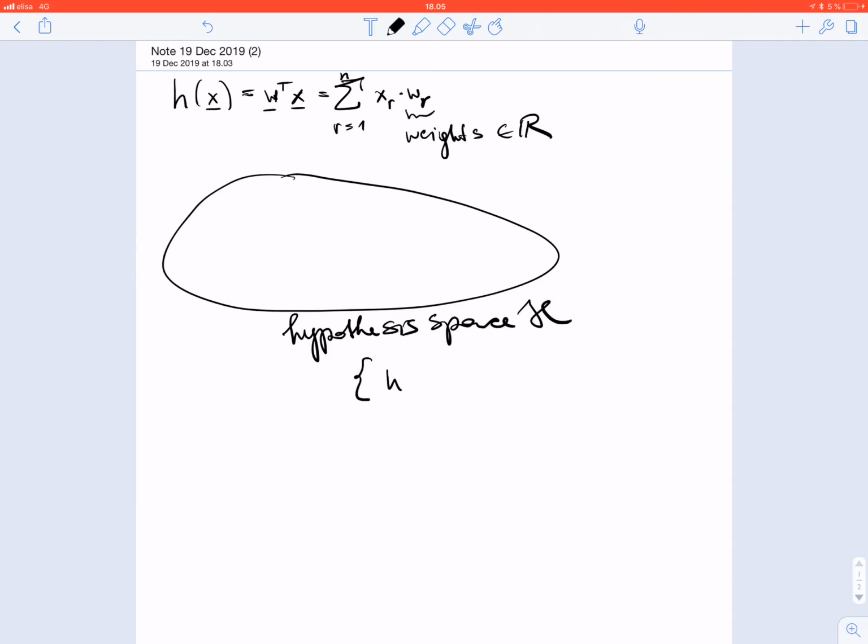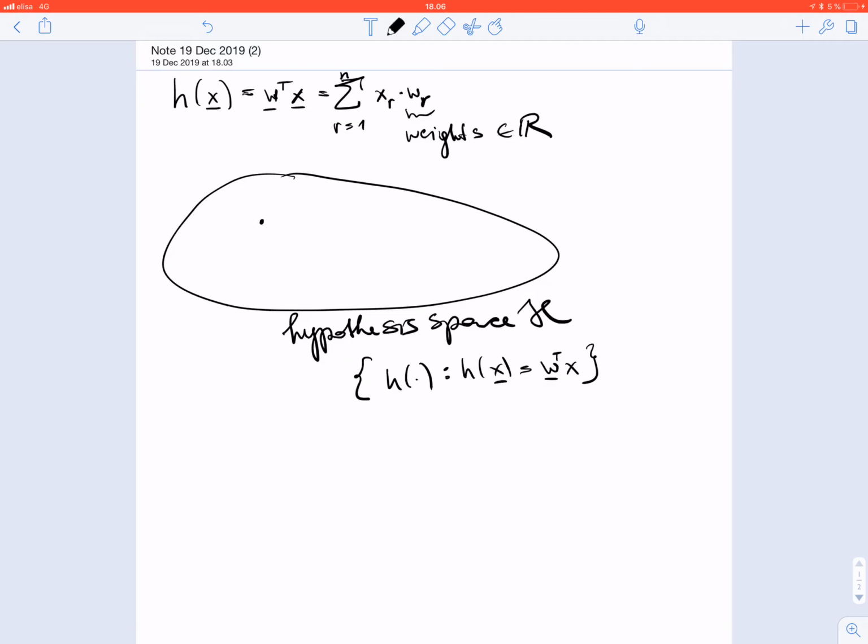So this is the hypothesis space of linear mappings or linear functions. All functions that can be represented by a weighted linear combination of the features x constitute this hypothesis space.